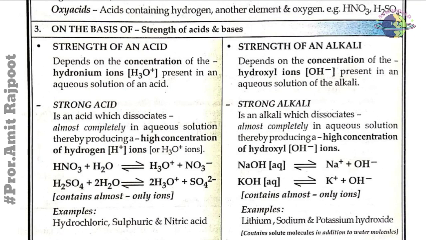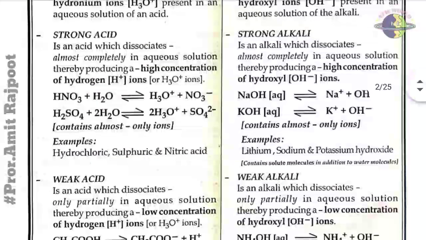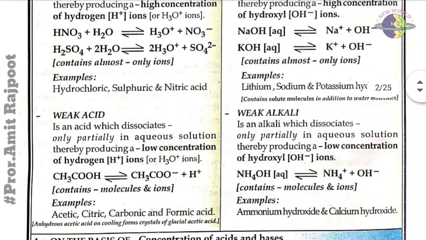In strong alkalis, NaOH dissolves in water and gives Na+ and OH-. KOH when dissolved in water gives K+ and OH-, which are also known as strong alkalis. Now weak acids: weak acids dissociate in water and give out H+ ions.